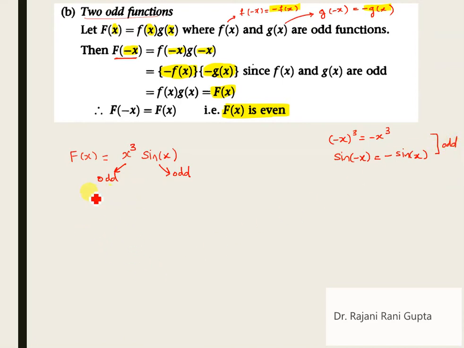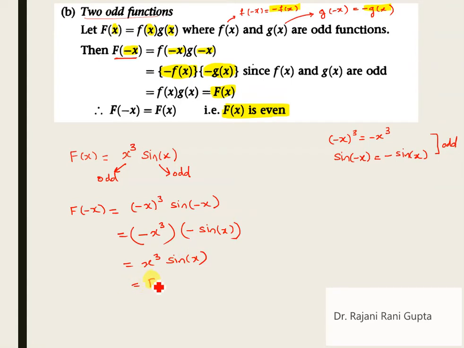So we can check it here, f of minus x. As it's a product of two odd functions, it should be an even function. To prove that, we write minus x power 3 sine of minus x. So here the negative sign comes out, it becomes minus x power 3, and here minus sine x. Minus minus becomes plus, x power 3 sine of x. This gives you f of x. Hence it proves that it is an even function, because f of minus x is f of x.